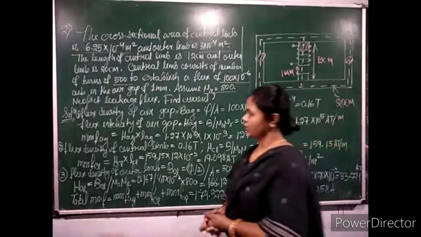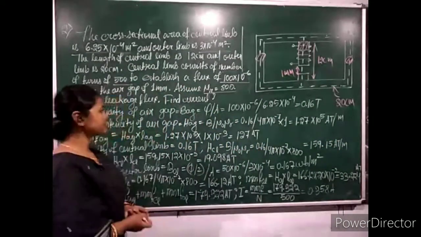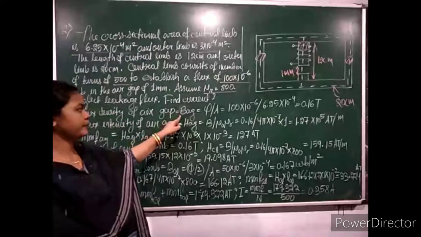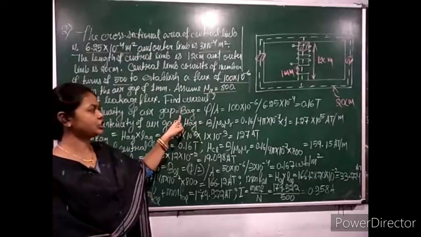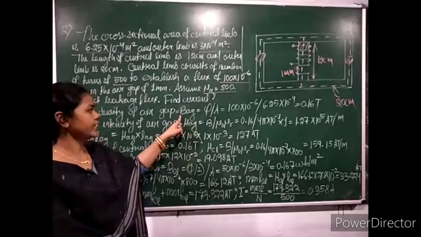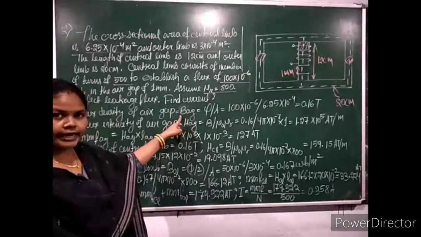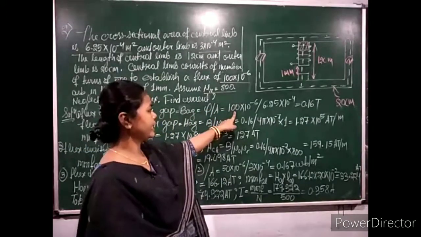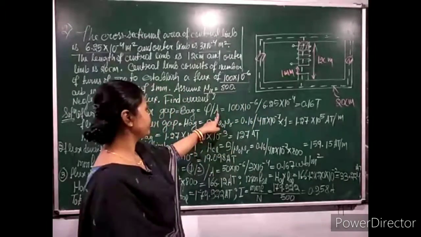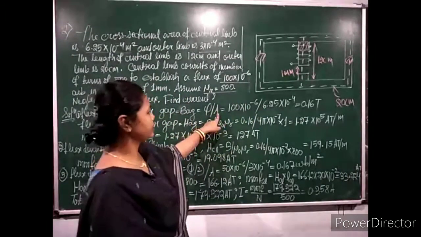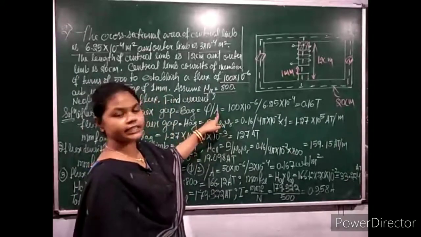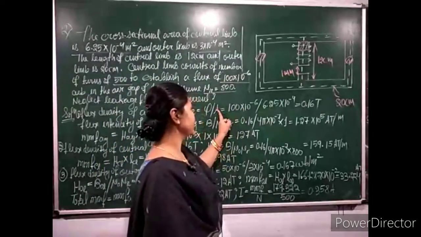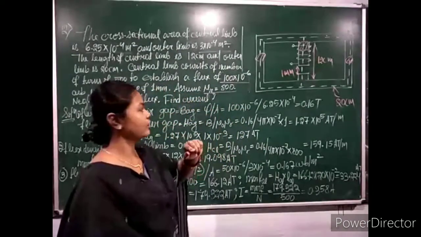So, let us see the solution part. First, we calculate flux density of the air gap. Flux density is the ratio of flux per cross-sectional area. So, flux density of the air gap is flux by A. Flux is given. A is the cross-sectional area of the central limb. The cross-sectional area of the central limb is equal to the cross-sectional area of the air gap.